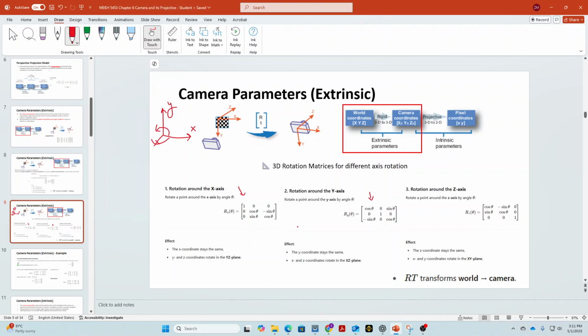So right now for the camera, of course, this is a 3D world, so you can do translation on each of the axes X, Y, and Z.